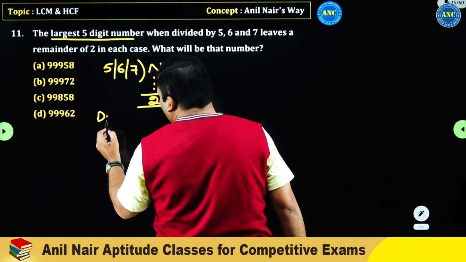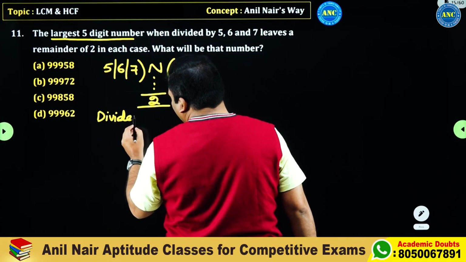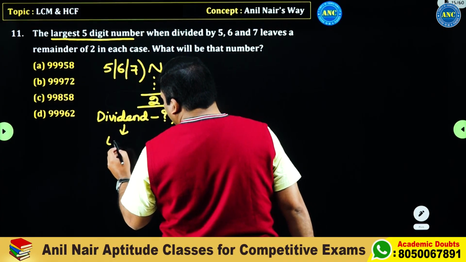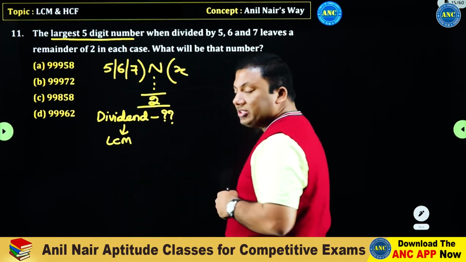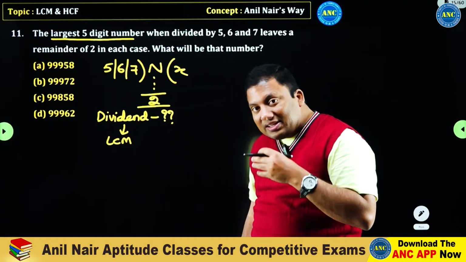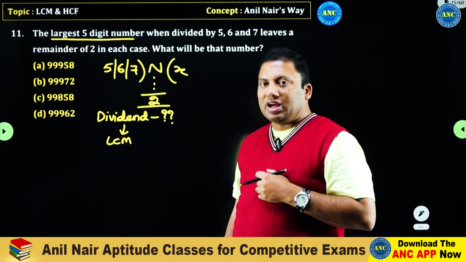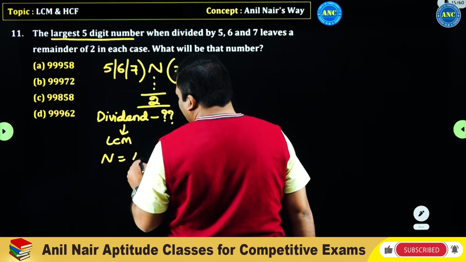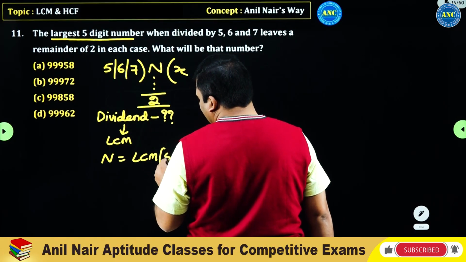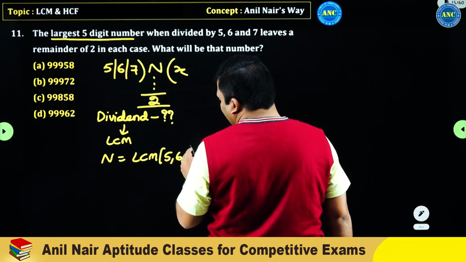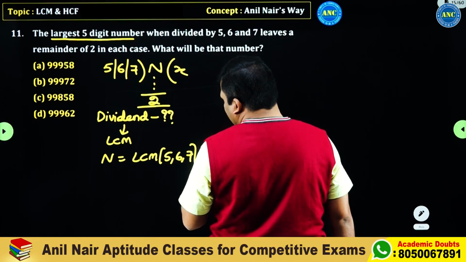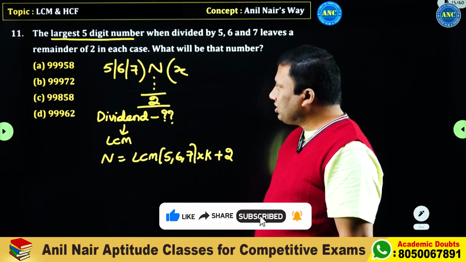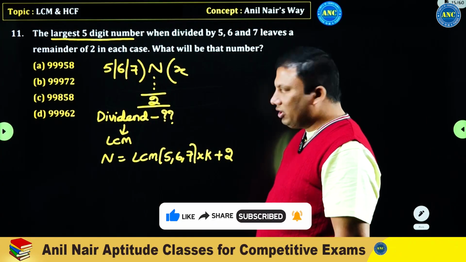When the dividend needs to be found out, which concept will we use? LCM concept we will use. When the divisor needs to be found out, we will use the concept of HCF. So, N will be LCM of 5, 6, 7 into some number K. This K value will give us 2 digits, 3 digits, 4 digits and so on, and the remainder is 2. So, N is LCM of 5, 6, 7 into K plus 2.